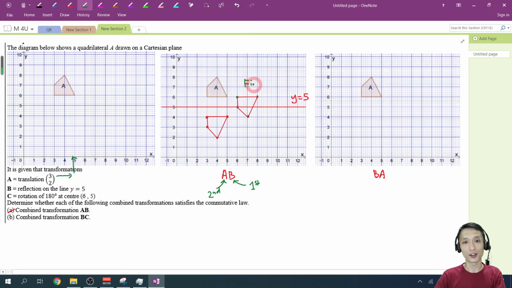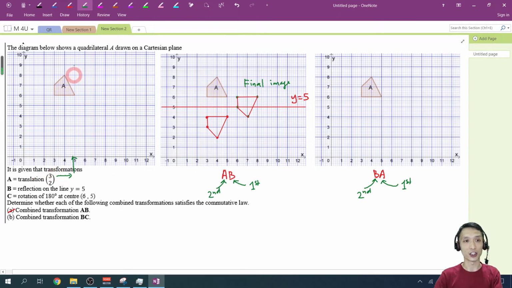Okay, so this is the final image of object A under this combined transformation AB. So now we are going to draw the image for this combined transformation BA. So BA means that A is the first transformation, then followed by B. B is the second transformation.